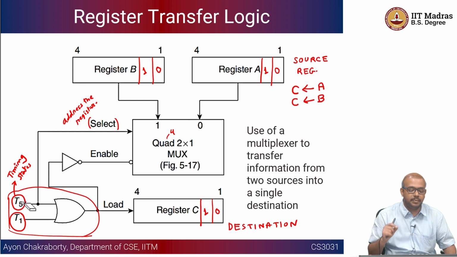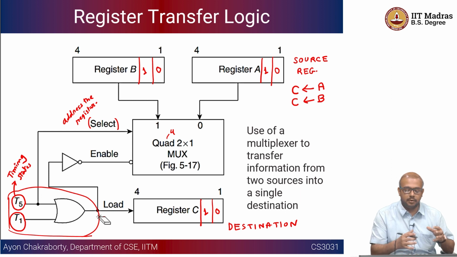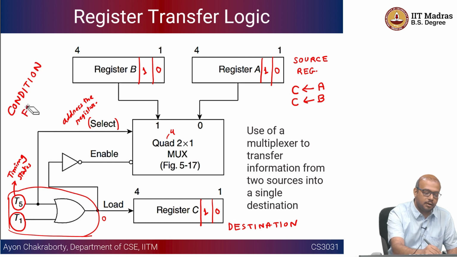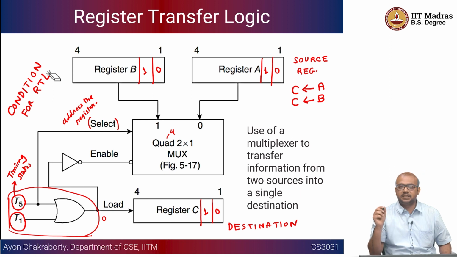So otherwise what will happen is, if T5 is equal to 0 and T1 is also 0, this load output is going to be 0, right? The load is not going to be enabled. This is one example; you don't have to worry about this specific example. But what I am trying to tell you is that there is going to be a condition for the RTL. The register transfer is not just going to happen just like that, right?